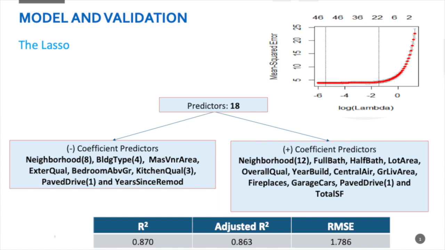With that said, you can now see the difference between the graphs from the previous slide and the graph displayed here. Now lasso gets the following new outcomes. R-squared is 87% and RMSE is 1.786.